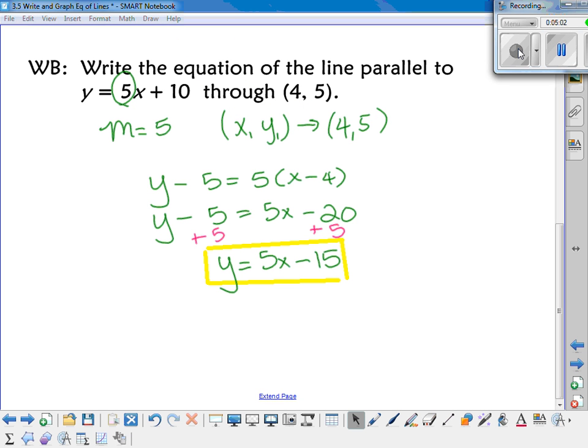Okay, so when you solve that, the slope was 5, the point was (4, 5). You plug it into the point-slope form, y minus 5 equals 5 times the quantity x minus 4. Get y alone, and you should have ended up with y equals 5x minus 15.